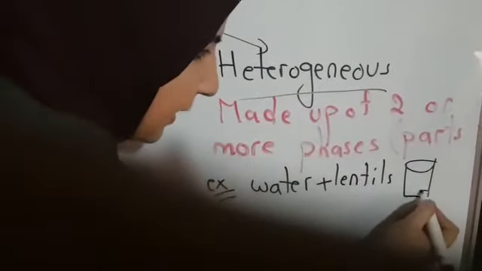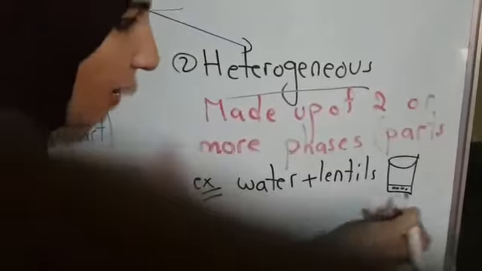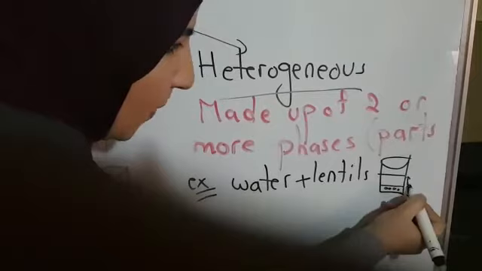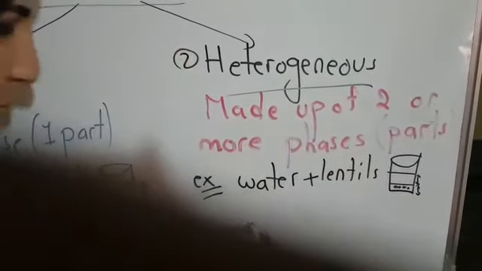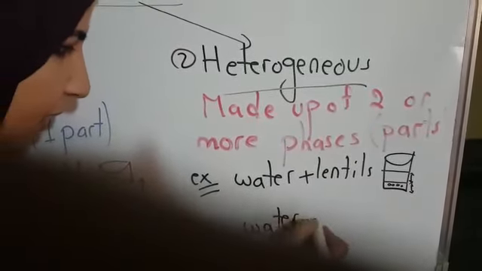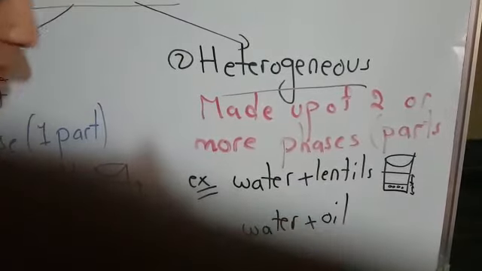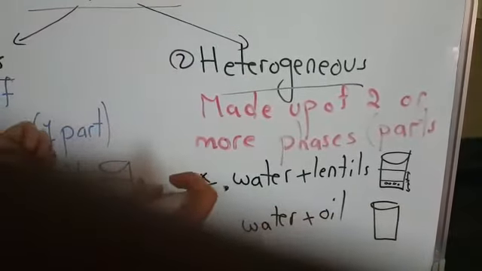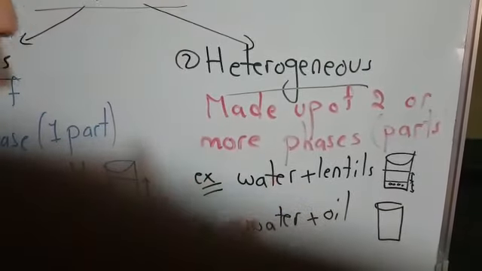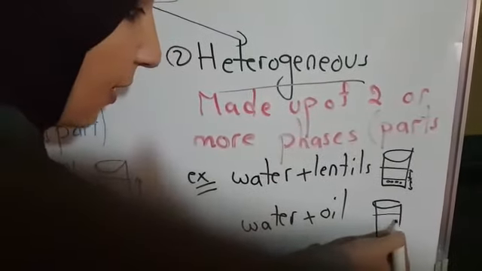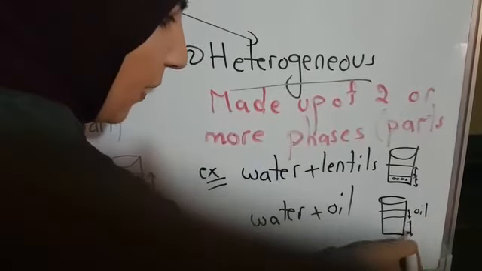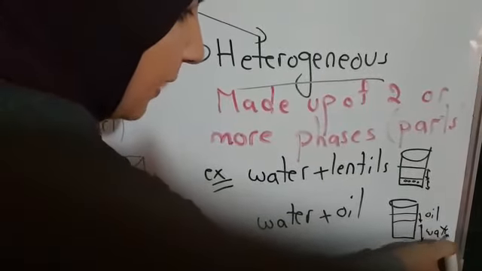Why? Since we can differentiate the lentils, we can observe them by the naked eye, and the water up. We can differentiate between them, and we have here two parts. Another example, water plus oil. Also, when we mix them together, they can't mix. So we can differentiate between the oil and the water by our naked eye. The oil should be up, and the other part or other phase, the water, would be down.